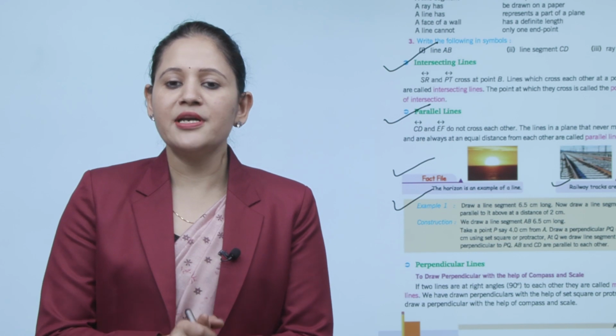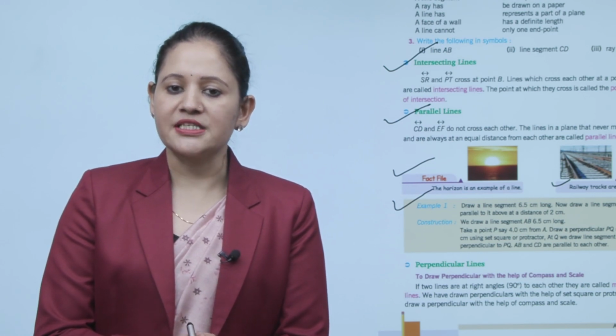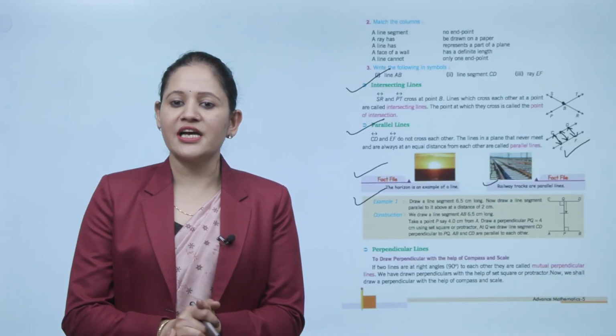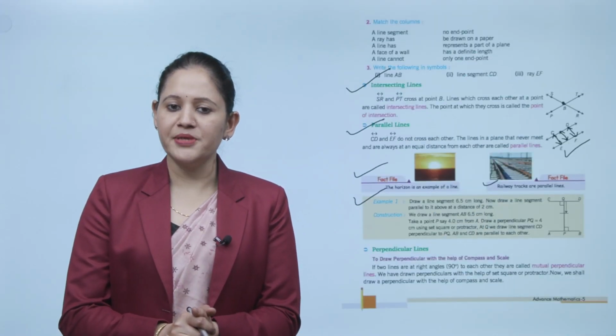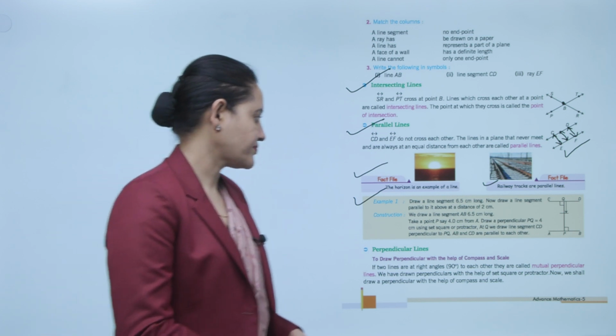Now draw a perpendicular PQ 4 cm using a set square or protractor. At Q, we draw the line segment CD perpendicular to PQ. AB and CD are parallel to each other.